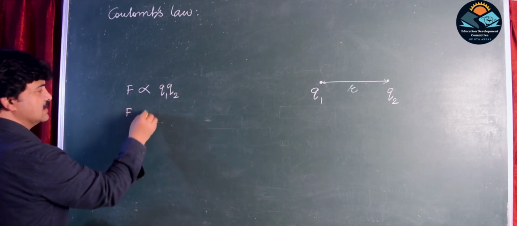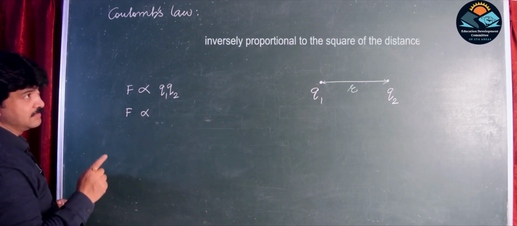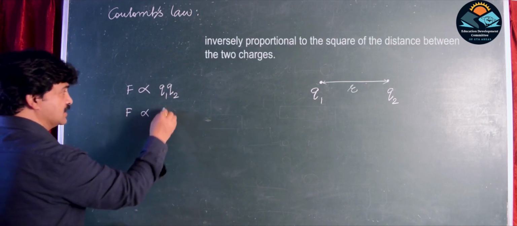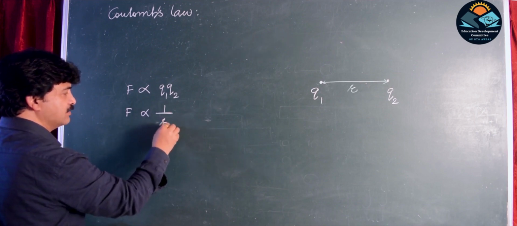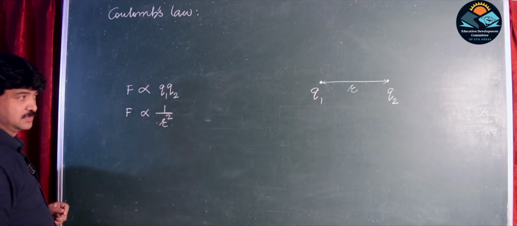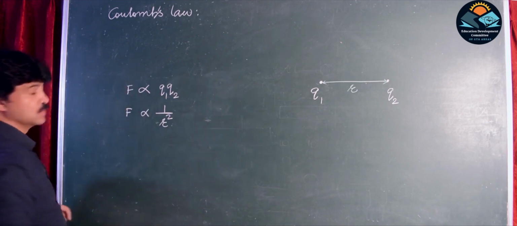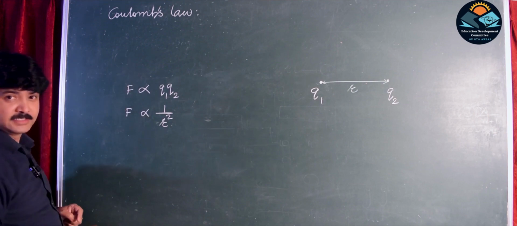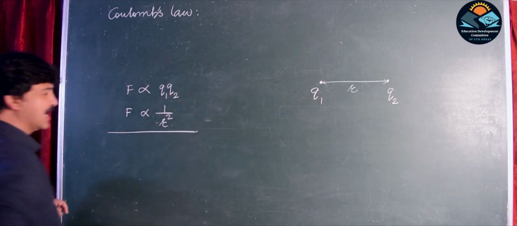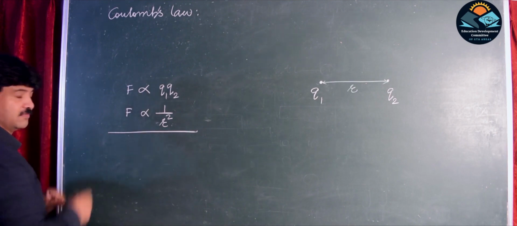The second part is that force is inversely proportional to the square of the distance between them, isn't it? So inversely means here inversely proportional to the square of the distance between the two. So this is how we write Coulomb's law mathematically. Now let's combine these two to form one formula for the force.